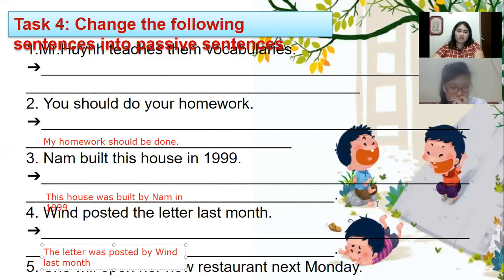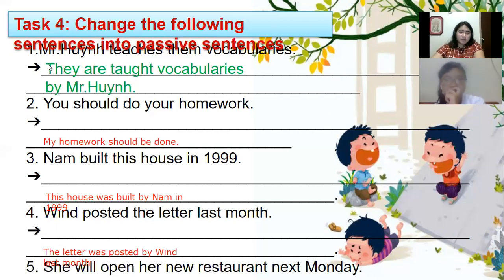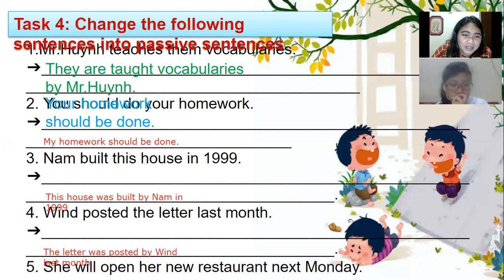Okay, let's check your work. In number 1, Mr. Yun teaches them vocabularies. So the passive is they are taught vocabularies by Mr. Yun. Can you see the answer? The answer should be your homework should be done. Your answer is correct, but you used my. It should be yours. But that's all right. So your homework should be done. In number 1 and number 3, very good.